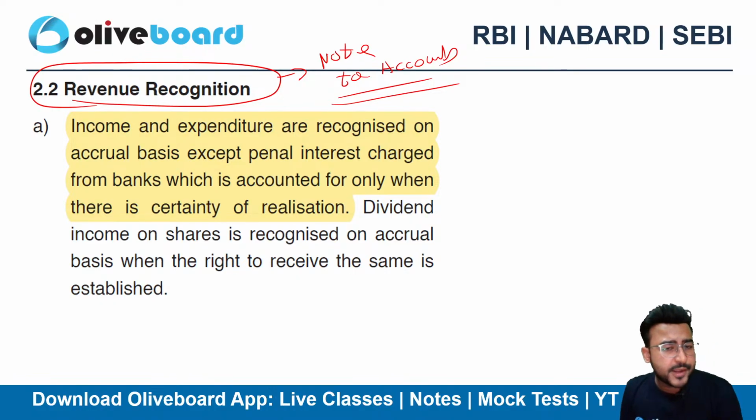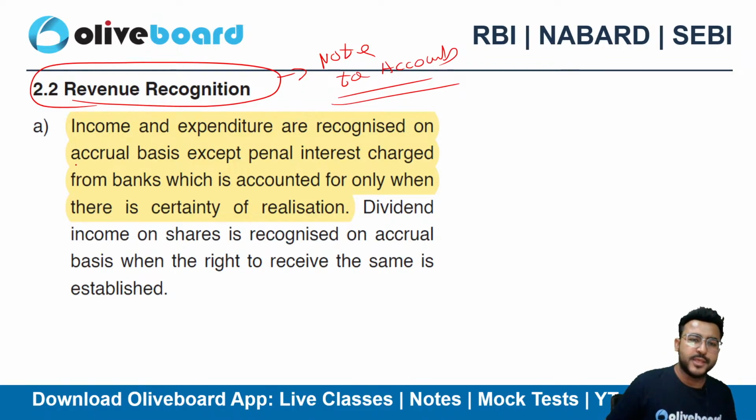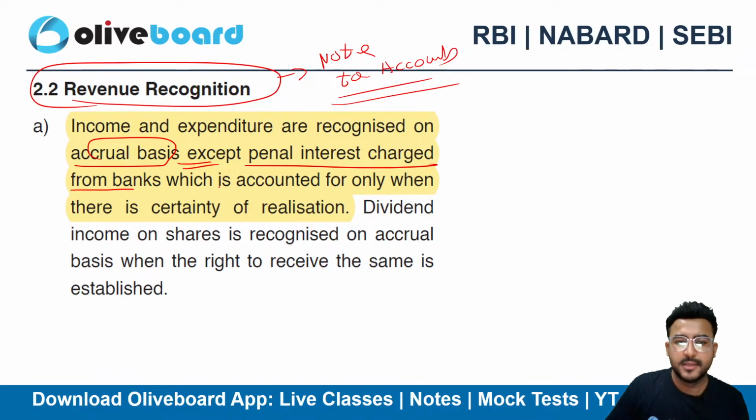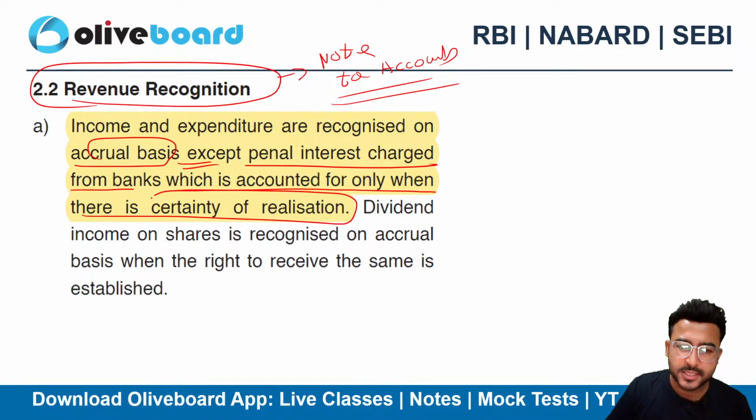In the same manner, if I talk about RBI, Reserve Bank of India, they also have so many income sources, right? So they also account their revenue on the accrual basis, except the penal interest charged from banks, which is accounted for only when there is a certainty of realization, right?